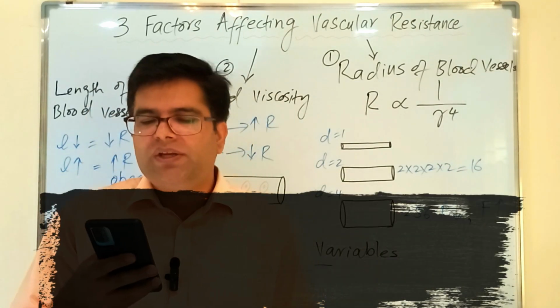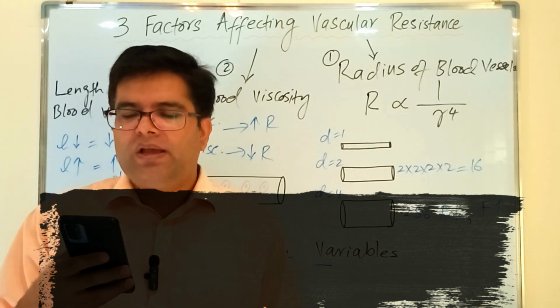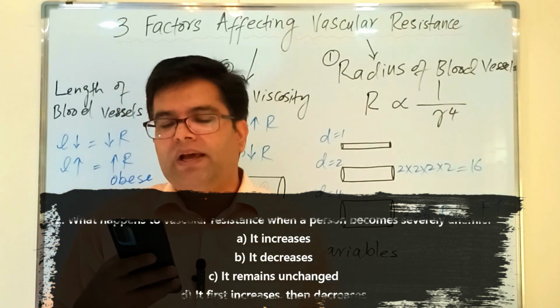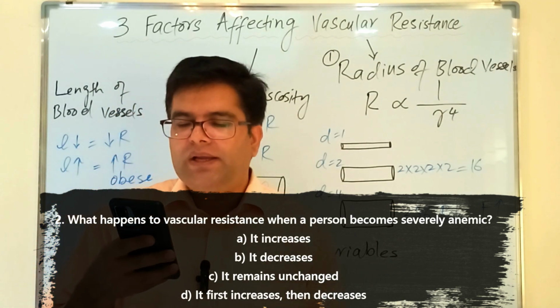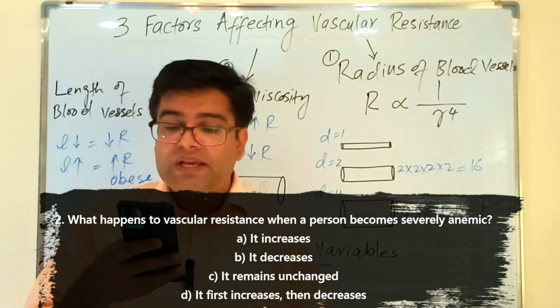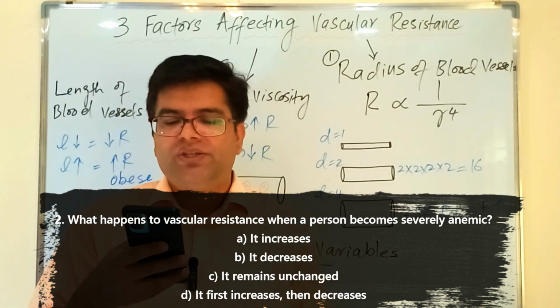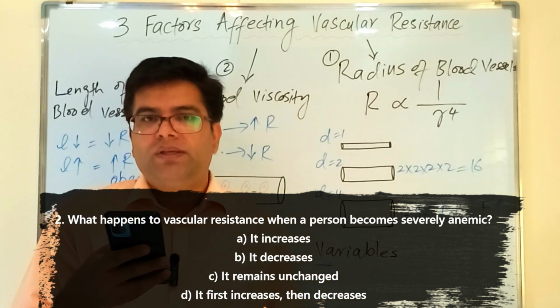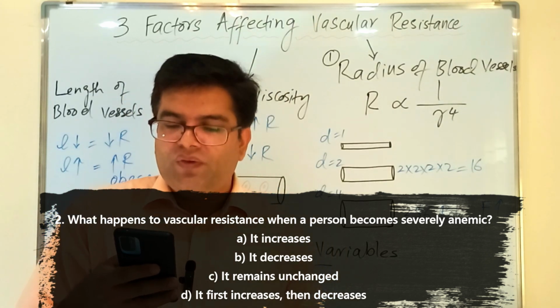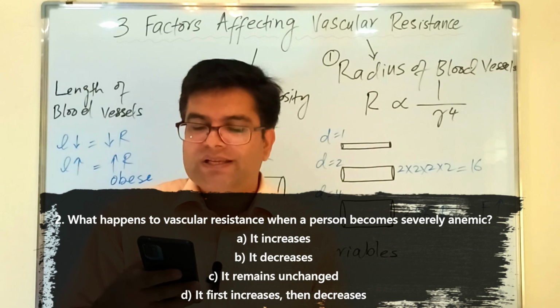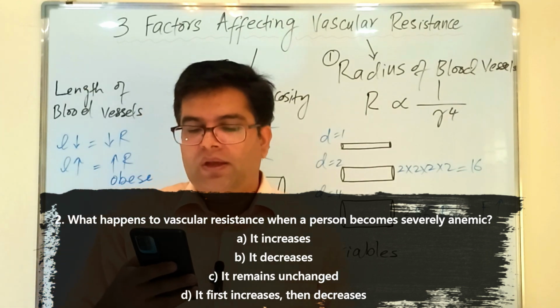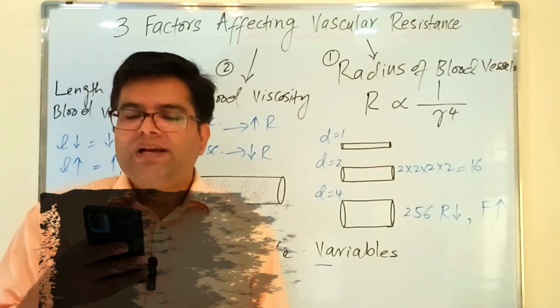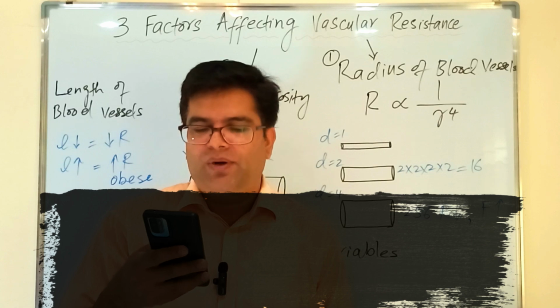The second multiple choice question is, what happens to vascular resistance when a person becomes severely anemic? The options are, it increases, it decreases, it remains unchanged, and the last one is, it first increases and then decreases. The answer is, in a severely anemic person, the resistance decreases. B is the answer.